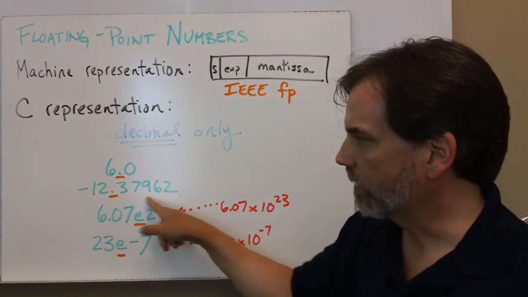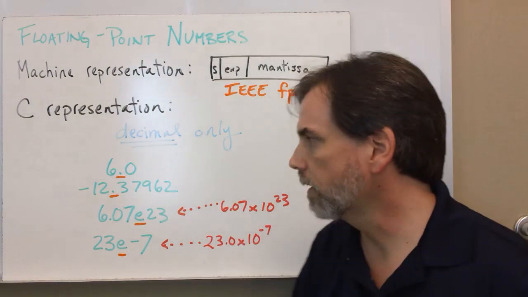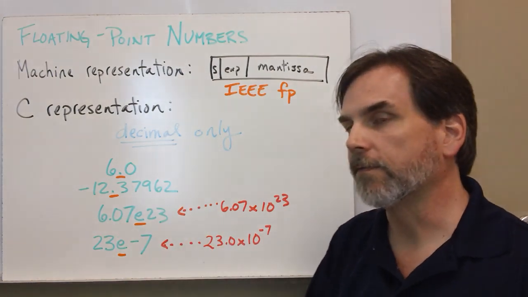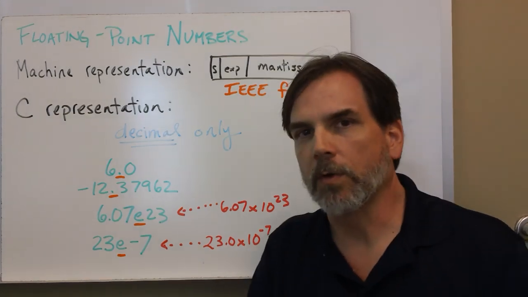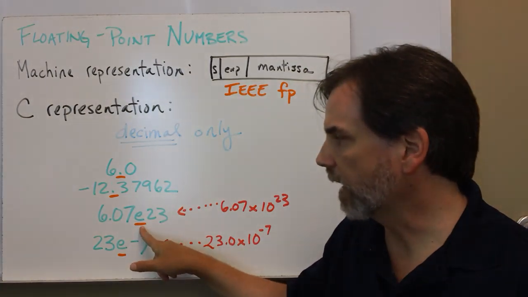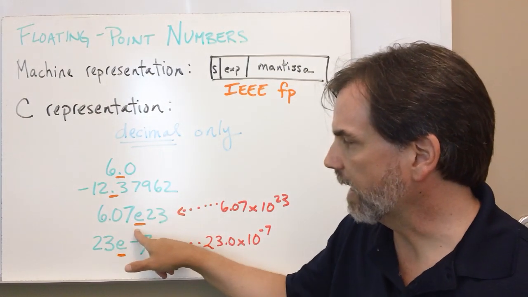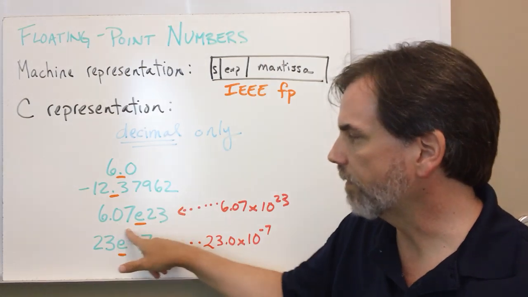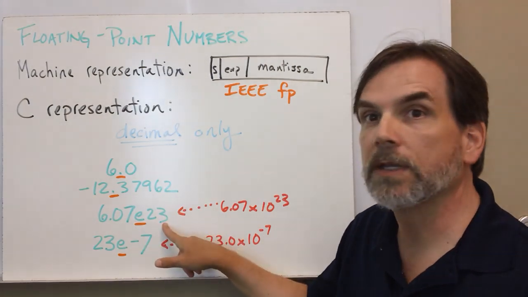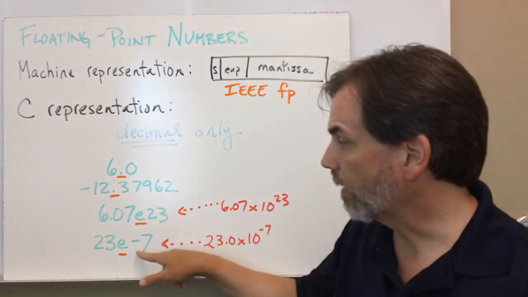Minus 12.37962, there's no limit to the number of decimal digits we can have to the right. If we have something that's very large or very small and we don't want to write a bunch of zeros, then we can use exponential notation. So this e means 10 to the something. So 6.07e23 means 6.07 times 10 to the 23. The e is followed by an exponent, an integer value that can be positive or negative.